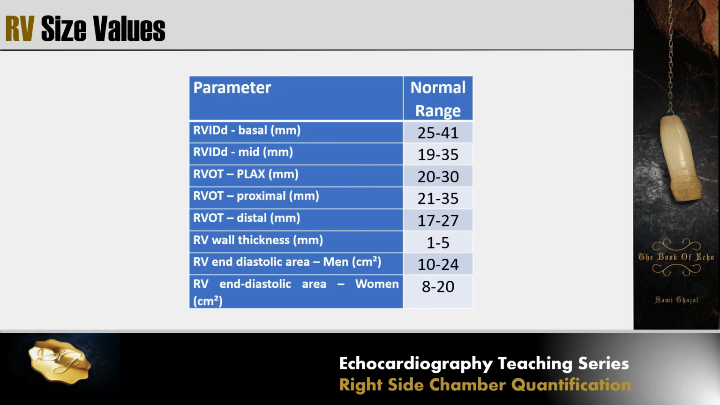Those are the normal values for the RV linear measurements we talked about. The RV internal dimension in diastole basal level, mid-level, the RVOT in parasternal long axis, and the proximal from short axis, and distal from short axis. Also the RV wall thickness, it's up to 5 millimeter. Anything more than this indicates RV hypertrophy, and the area for men and area for women in the apical 4-chamber view.